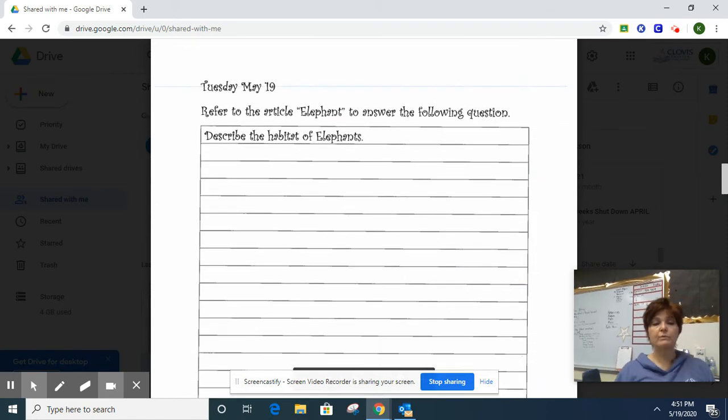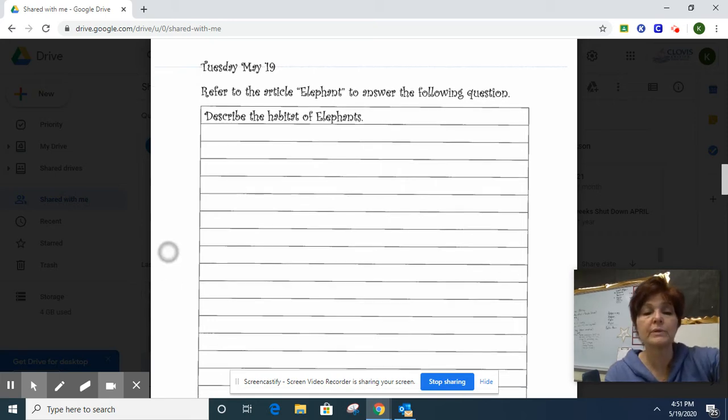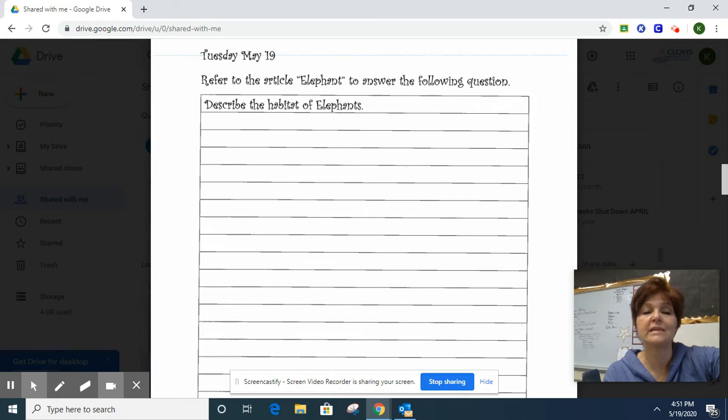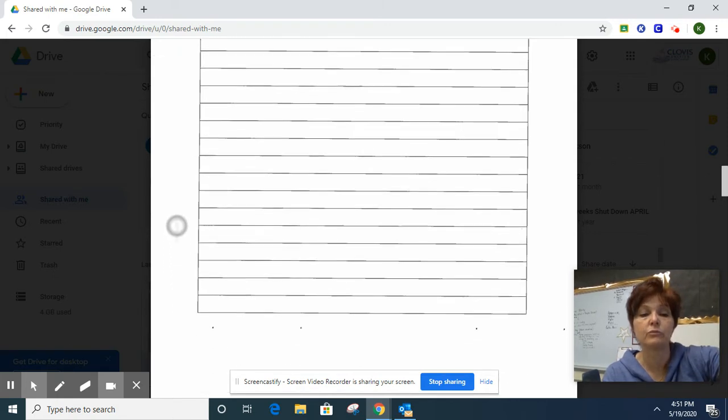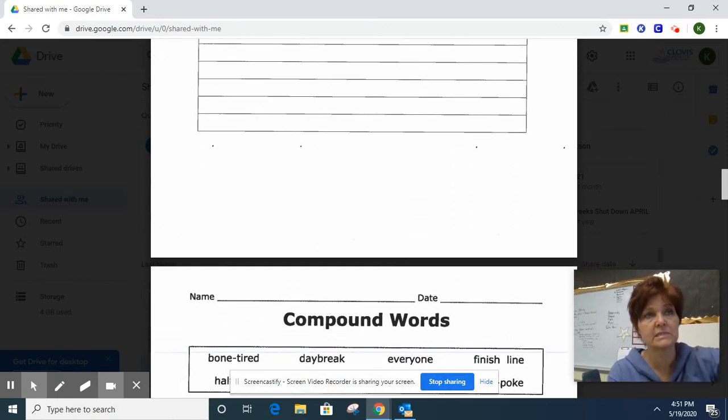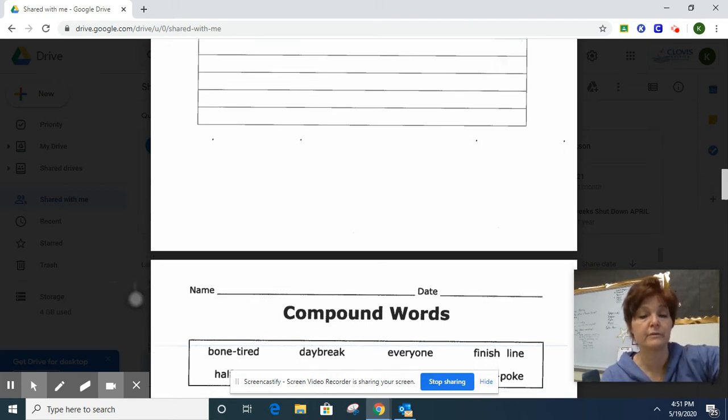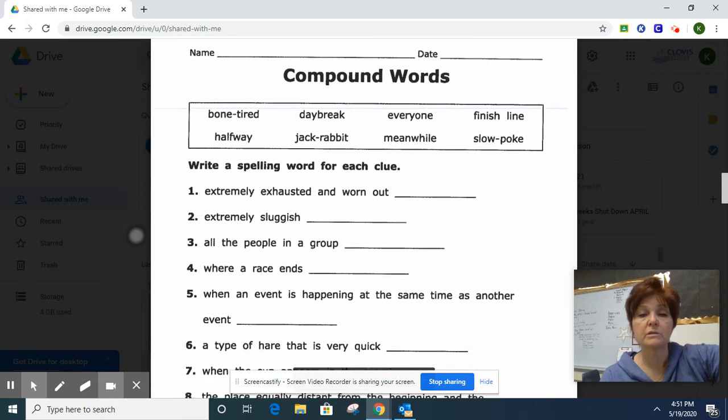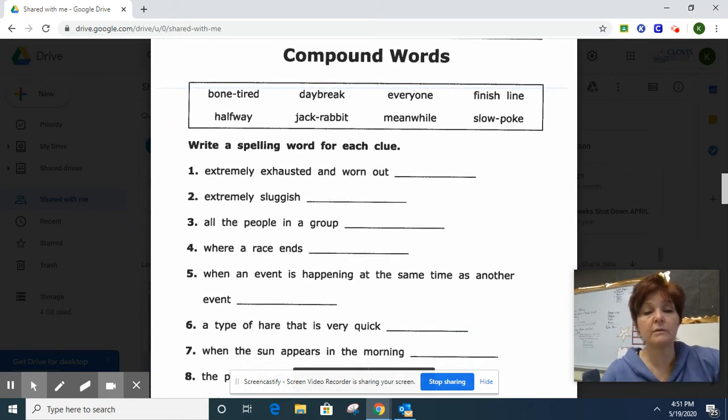Okay, then you're writing today. Remember, you're going to reread Gorilla. Today, you're going to talk about, not gorilla, sorry, elephants. I was thinking of our very first one. You're going to read the article about elephants and then describe the habitat. Where do they live? Okay, and you not just state it, but describe some examples of things that are there. Compound words. So we did this in the school year. So this is just going to be practice on what we did. So you're going to use a spelling word for each clue.